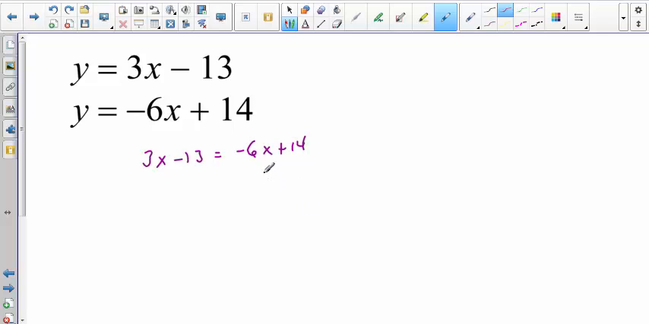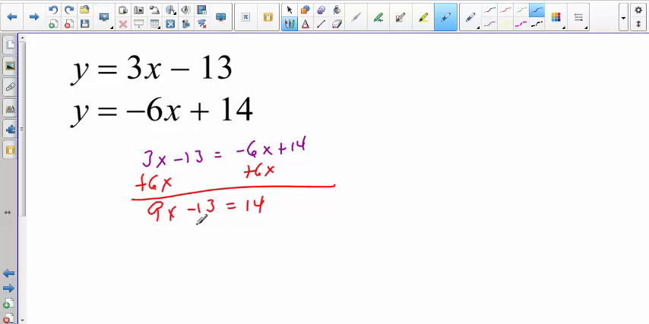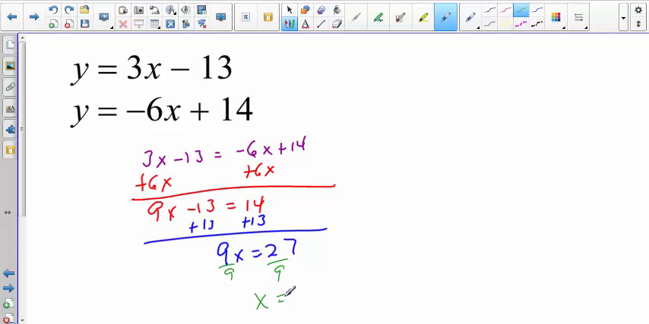We're going to add 6x to both sides. So that's 9x minus 13 equals 14. We're going to add 13 to both sides. So 9x equals 27. We're going to divide both sides by 9. So x equals 3. Now that we know what x is, we can substitute x back in for this x in this equation or in the top one. Doesn't really matter. I'm going to plug it into the first one.